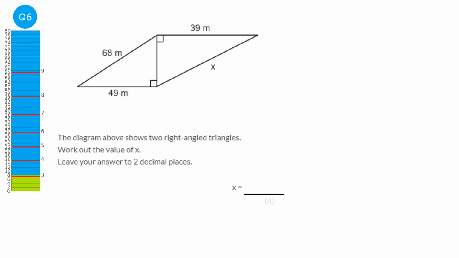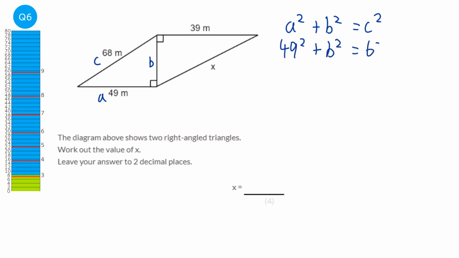We can't work out what x is straight away, but we can find this value here. And we know with Pythagoras we can find a third length if we've got the other 2 in a right angle triangle. So a squared plus b squared equals c squared. And a and b were labelled. C is always opposite the right angle. So it would be 49 squared plus b squared equals 68 squared. And 49 squared is 2,401.